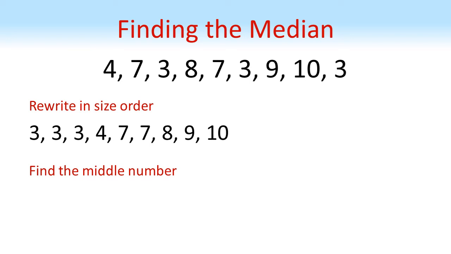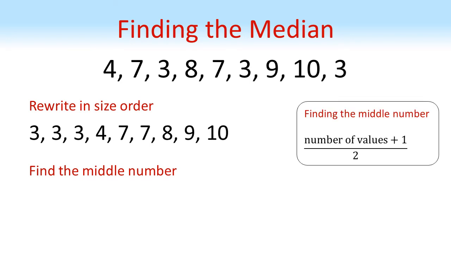But it's important to know for larger lists where the middle is harder to find, a quick way to find this. The way we do it is we take the number of values, so 9 in this case, add 1 and divide it by 2. If we do that here, we get 5. The fifth value is that 7 right in the middle there, so the median is equal to 7.